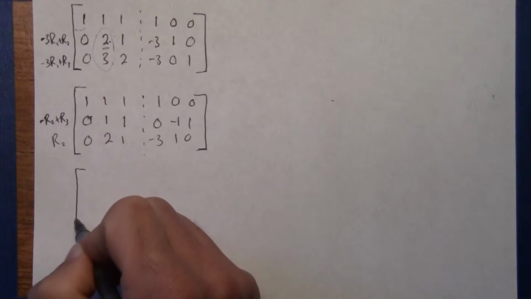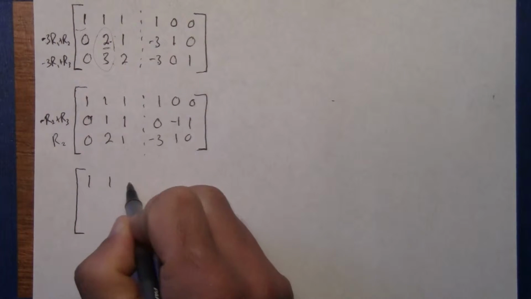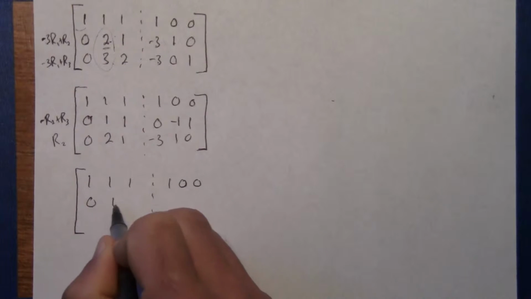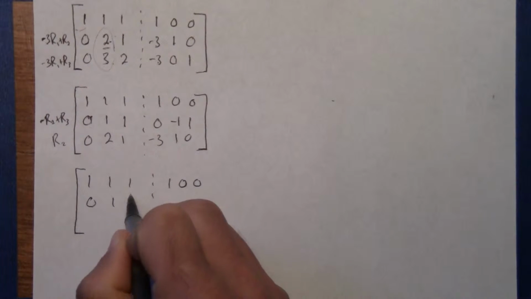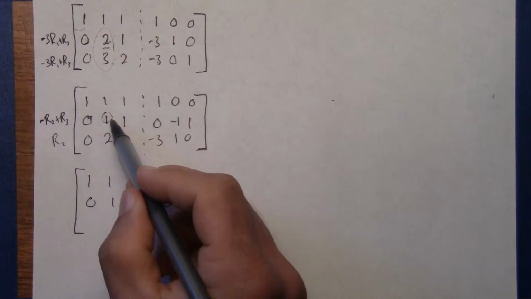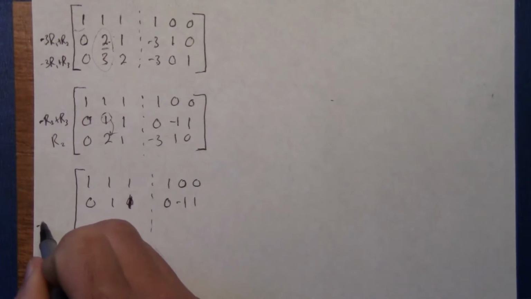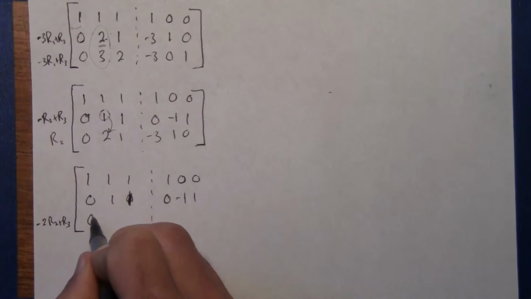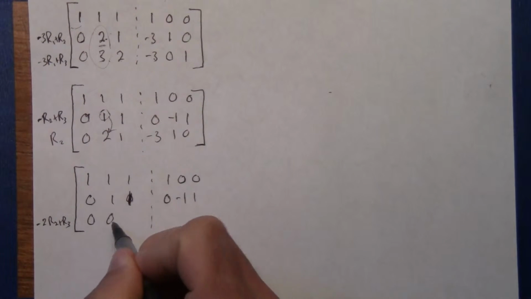Alright, so next step, again, copy down the first row. Copying down the second row now that I've got the 1 in the y position. Whoops, that's a 1. 0, negative 1, 1. And now it looks like I need to multiply by negative 2 to get rid of that 2. So negative 2 times row 2 plus row 3. And that gives me the 0 that I'm looking for here.